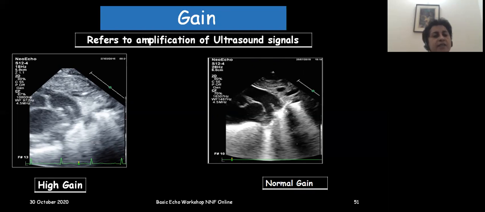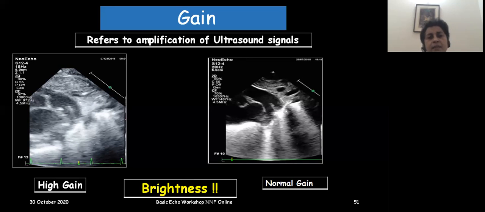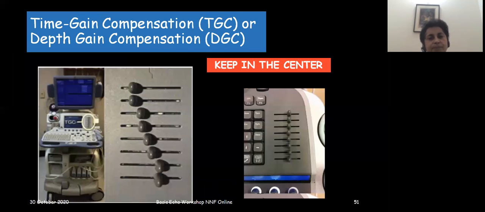So in the picture on the left, the gain is very high. I need to reduce it in order to see it well. So gain basically refers to the brightness, and there is a knob on your machine to change the gain. I just need to optimize the image that I want to see.